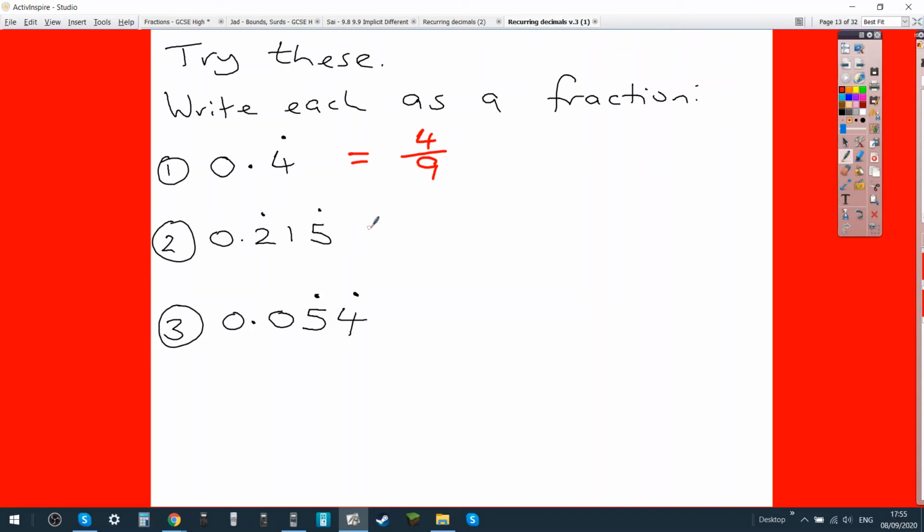Any idea how to do question 2? Or what it would be? Would that be 43 over, but when it's recurring, how do you do it? So it'll be 215, and instead of over 1,000, it'll be over 999. So 3 digits, 3 nines.